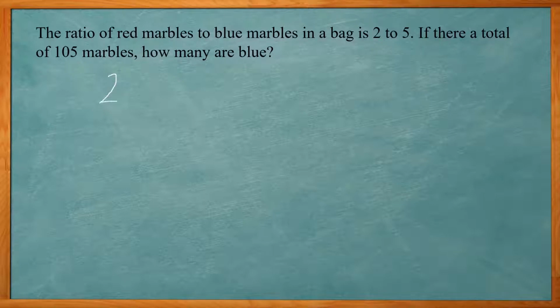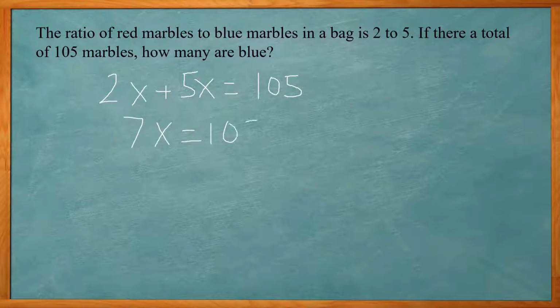So it's going to be 2x plus 5x is going to equal 105. Alright, so 2 times some amount plus 5 times some amount will add up to 105. So here we can combine like terms. 2x plus 5x is 7x. So 7x equals 105. Again, to get the x by itself, we divide by what's in front of the x. So divide both sides by 7. And x will equal 15.